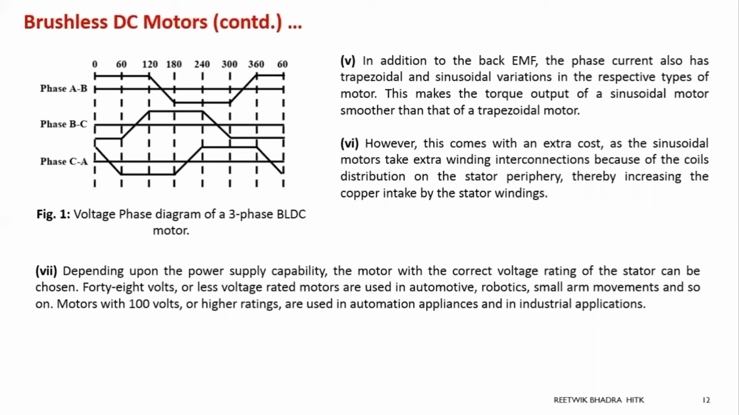So over here, generally, you can go through this point. I'll just tell you what the power ratings are. Generally, BLDC motors are used at 48 volts or less. Those are used in robotics, a very important application, for small arm movements in robots. And if motors with 100 volts are used, they are used in automation and industrial applications.